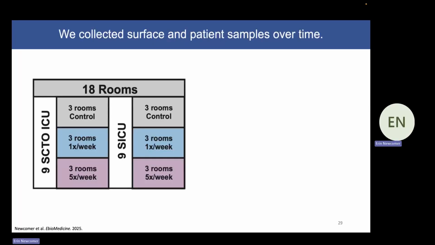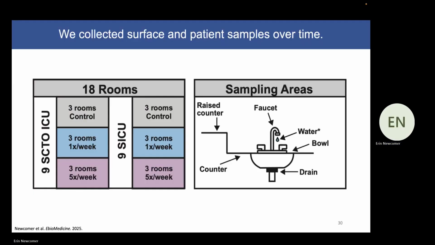We conducted this study in 18 rooms. We had 6 control rooms, 6 1 time per week intervention rooms, and 6 5 time per week intervention rooms. At each sampling time point, we collected a set of different environmental samples. We collected swabs from the raised counter, the surrounding counter, the faucet, the sink bowl, and the sink drain. We also frequently collected water samples throughout the study to ensure that none of this colonization was coming as a result of water contamination.